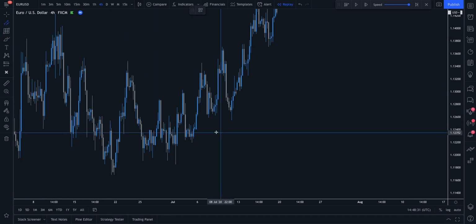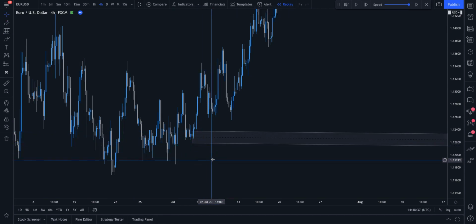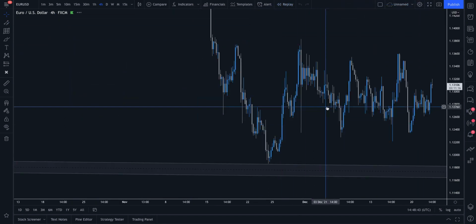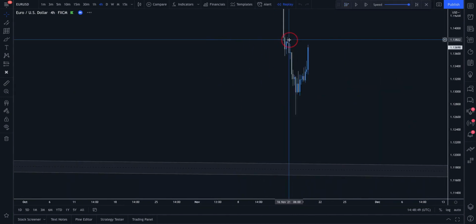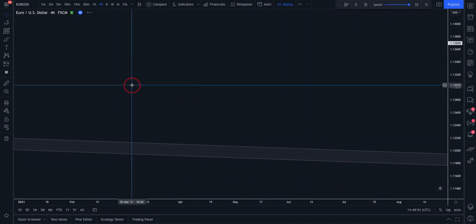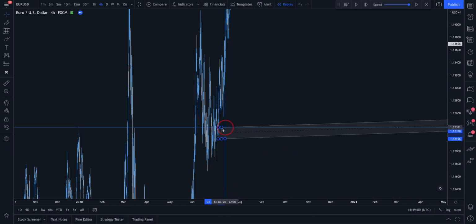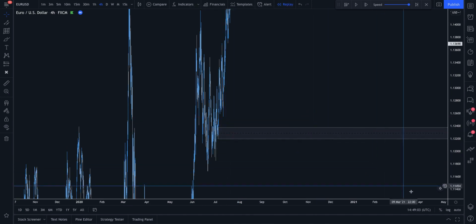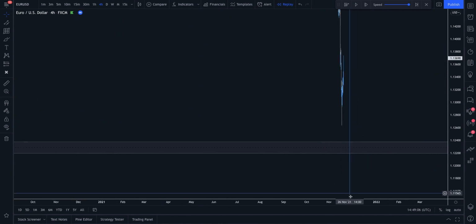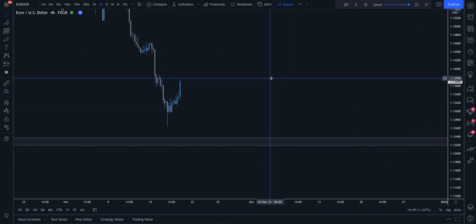So if we grab our parallel channel tool, mark on the high across there to the low of that zone, we could then scale back to where price currently is. And now we have a clear zone to work with.